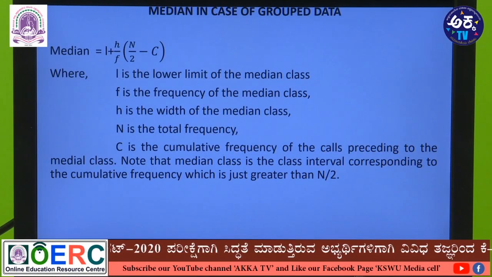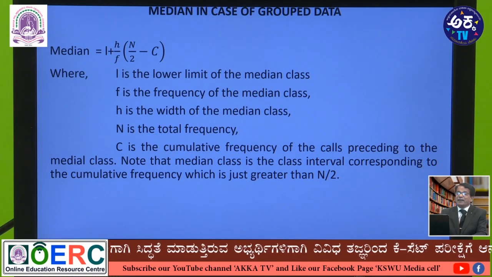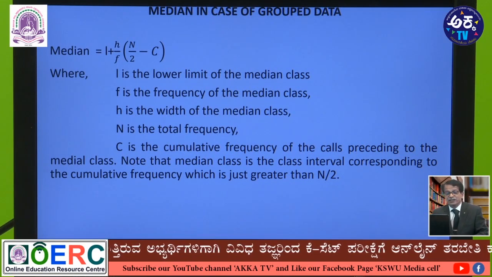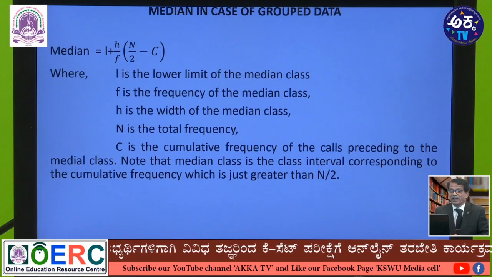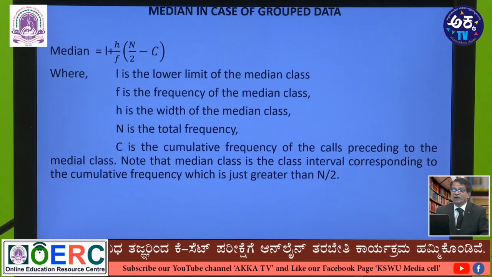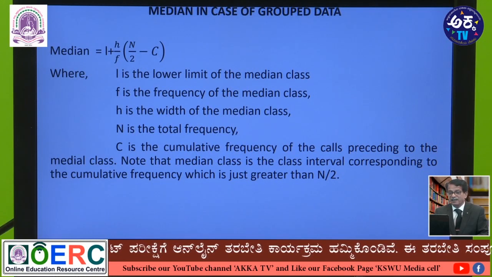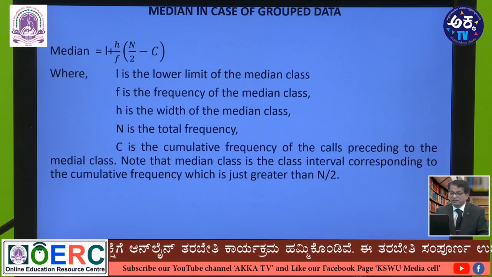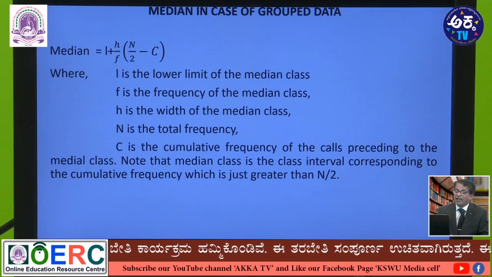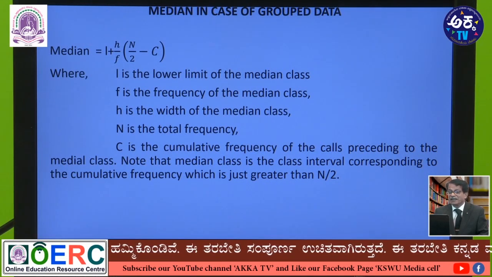Friends, median in case of grouped data is something different, in the sense an approximate formula has been developed, and that formula is median is equal to L plus h by f inside the bracket n by 2 minus C, where L is the lower limit of the median class. I will tell you what is median class later. f is the frequency of the median class, h is the width of the median class, n is the total frequency, and C is the cumulative frequency of the class preceding the median class.